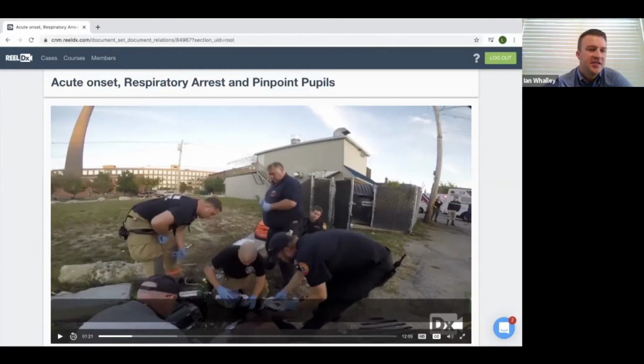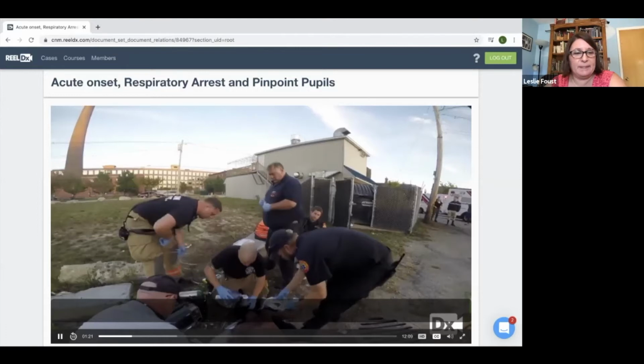I think ideally it's going to be intranasally initially because it seems like they're having a difficult time and you don't want to delay giving that Narcan because that could reverse the narcotics. Also, we're going to give 2 milligrams. Okay, let's see what happens.